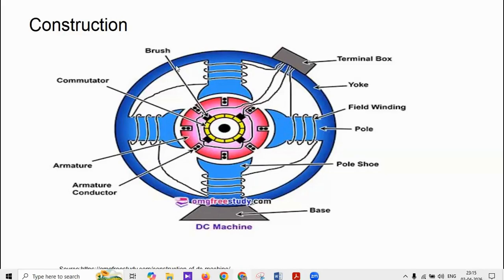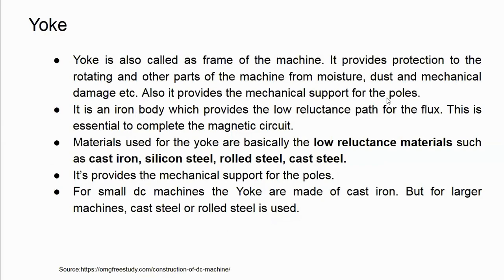And then we will have the yoke, and to the yoke, the field poles are fixed. This is the structure of the pole, which will also have a broadened structure at this end, which is called pole shoe. And then the pole will have field winding on it, which will be given a DC supply through the terminal box. And this is the outer cover, which is called the yoke. Then we will see the different parts of the DC machine and its role.